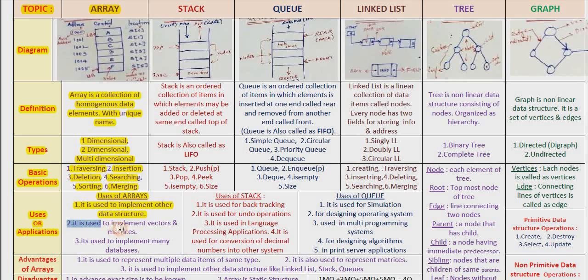And second use, it is used to implement vectors and matrices. In mathematics, you might have studied about vectors and matrices. So an array is used to implement vectors and matrices. And third use, it is used to implement many databases. Database means nothing but a collection of data. So an array is used in creating databases.